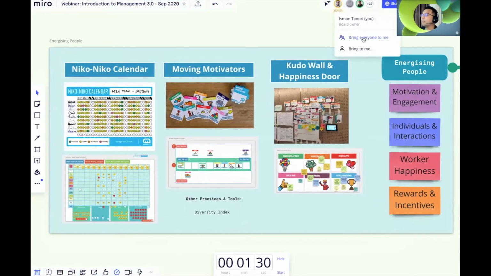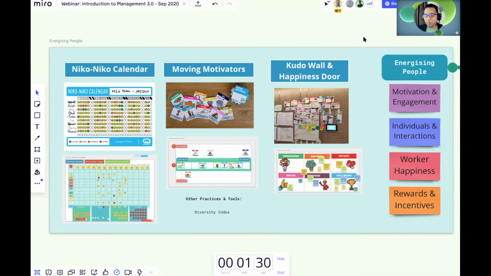One of the popular practices, or one of the areas that takes a lot of our energy in Management 3.0, is the idea of how we energize people, because all these practices fall a lot in terms of how we coach people to do great things. How do we facilitate people to do amazing things? Here we talk about motivation and engagement, individuals and their interactions, worker happiness, as well as rewards and incentives. There's something called the Niko-Niko calendar, moving motivators, and also the kudo wall and happiness wall. The kudo wall is simply creating a space where everybody can show appreciation for each other.